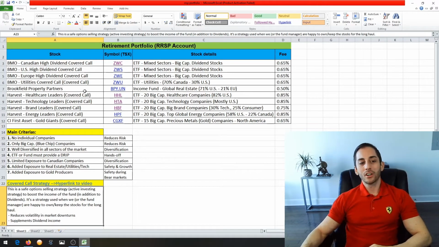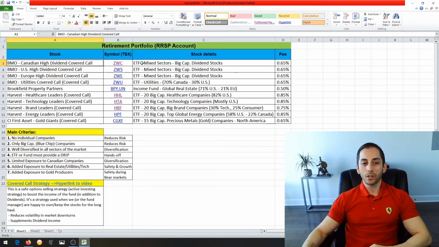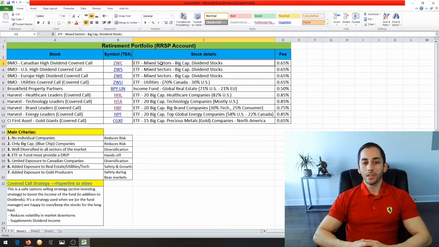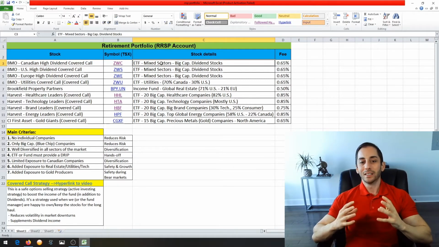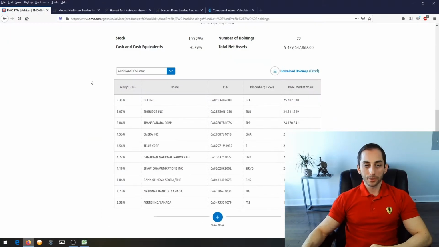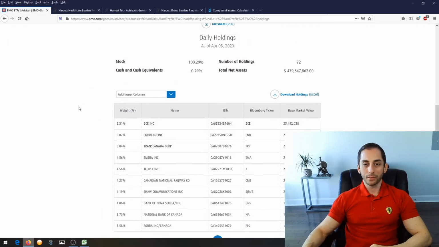All right, so now let's take a look at the funds one by one. The first fund is called the Canadian High Dividend Covered Call Fund. This is an ETF that really covers the broad-based market in terms of sectors. It has mixed sectors, and it only has the big cap Canadian dividend paying stocks. So let's quickly take a look at the fund here.